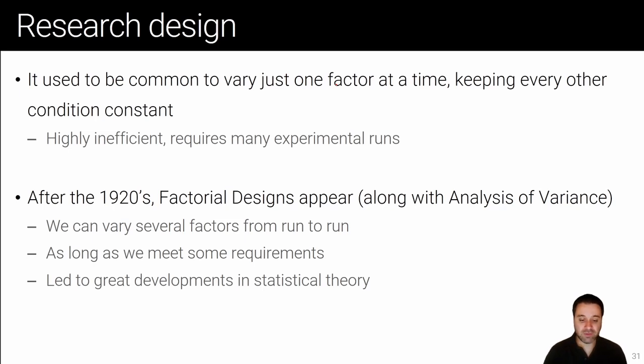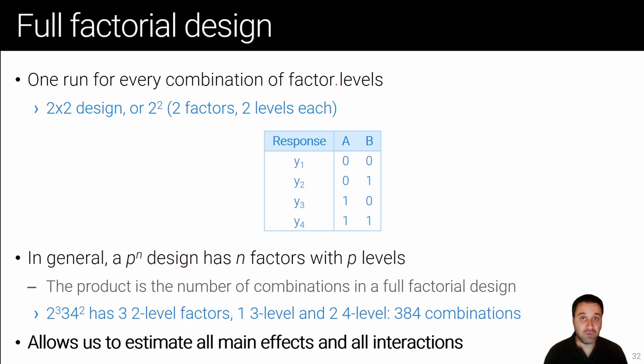So what is a factorial design? Well, let's talk about full factorial designs. A full factorial design is one in which we have one run, one observation for every combination of the factor levels. So let's say in this example, we have two factors, A and B. They only have two levels, so they can be either 0 or 1. And in this case, we have four possible combinations of these two factors. And therefore, we make four observations, y1, y2, y3, y4. This is what we call a 2 by 2 design, or a 2 to the power of 2 design, which means there's two factors with two levels, each of them.